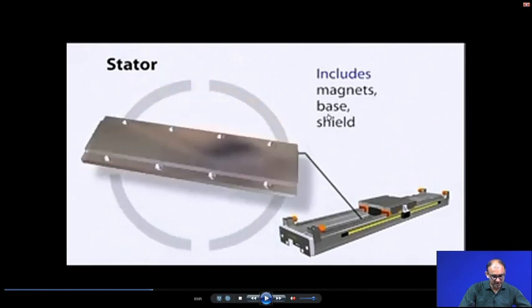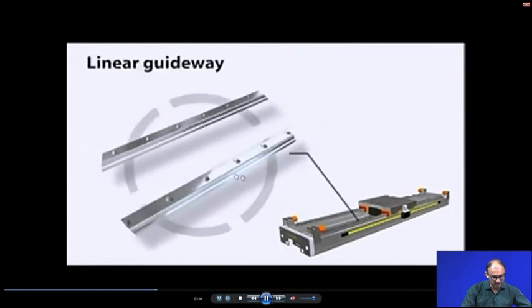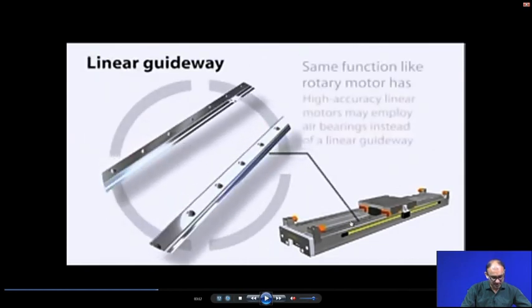It includes the magnet, base and the shield, because we have seen that we are unwrapping the conventional motor stator, and then it becomes a flat surface. So, this thing is mounted below the surface. These are the magnets, and then we have to shield them also, so that there is no problem. So, these are the linear guideway.